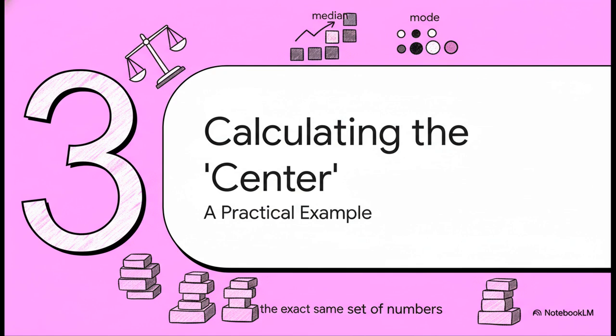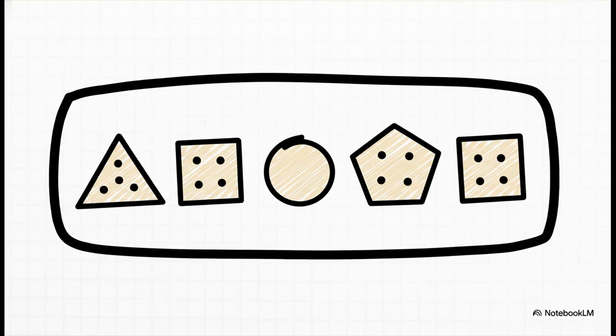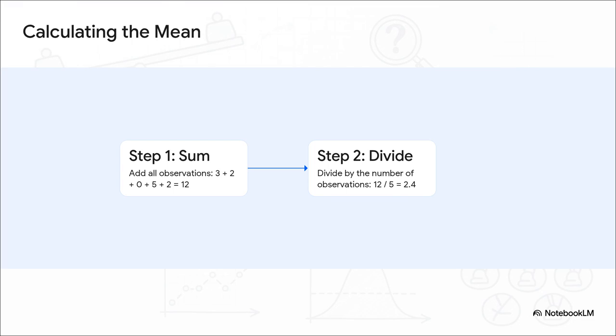So theory is great and all, but let's actually see how these three tools work in practice. We're going to use the exact same small set of numbers for each one. All right, here's our sample data set. It's nice and simple. The numbers are 3, 2, 0, 5, and another 2. First up, the mean. Step 1, we add them all up. 3 plus 2 plus 0 plus 5 plus 2, that gives us 12. Step 2, we divide by how many numbers we have, which is 5. 12 divided by 5 is 2.4, so our mean is 2.4.